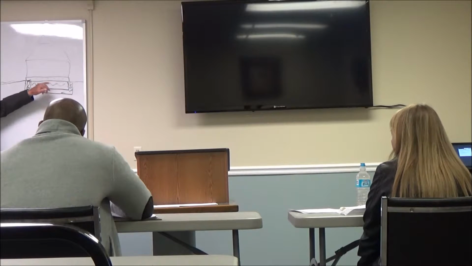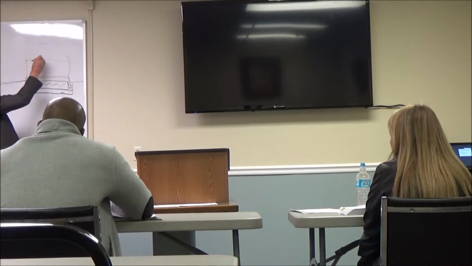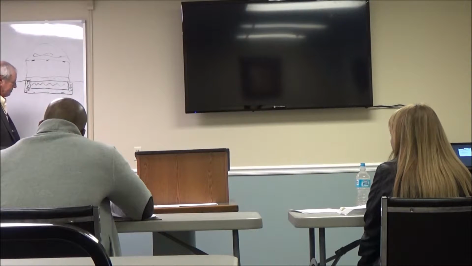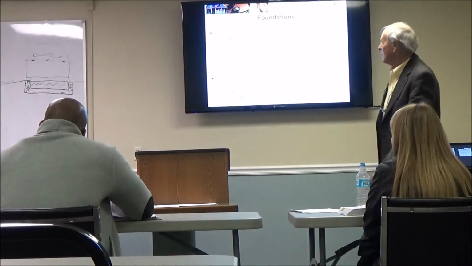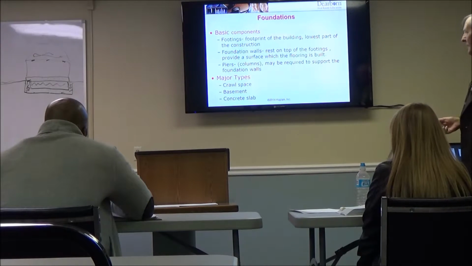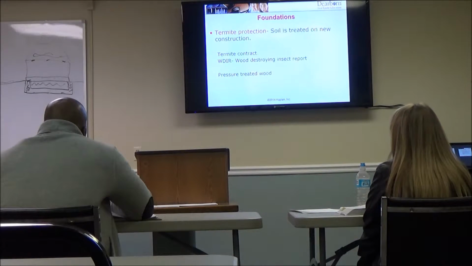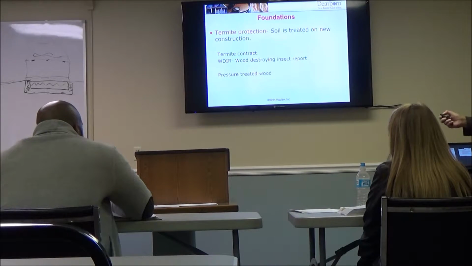Okay? No room for underground heating and air conditioning vents. No plumbing runs from room to room. You won't see all that, will you? You would have your venting system, your heating and air conditioning system up in here, in the attic. So, major types, we have crawl space, we have some of the basement, there's very few around here, and we have the concrete slab. In the foundation, we have termite protection.